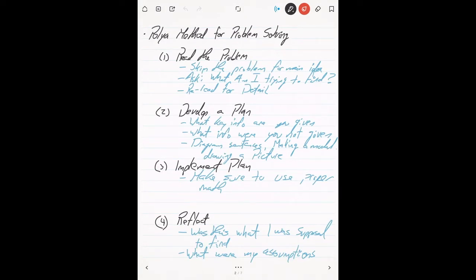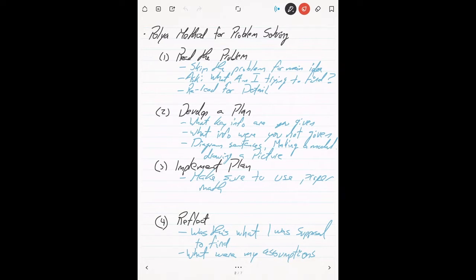So first up, let's talk about the Polya method for problem solving. This is a technique in which it's recommended to do several different steps when you're in a problem-solving setting. When you have to solve an application problem, a word problem, these are the recommended techniques we're going to use. First up, you have to read the problem.